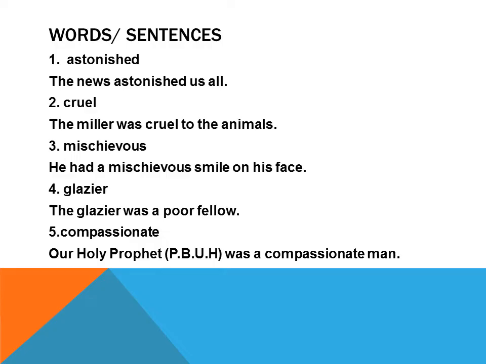Fourth word, glazier. The glazier was a poor fellow. And the fifth word is compassionate. Our holy prophet, peace be upon him, was a compassionate man. So these are the sample sentences of the words. I have given them for your help, for your convenience, but you should try to make your own sentences as well.